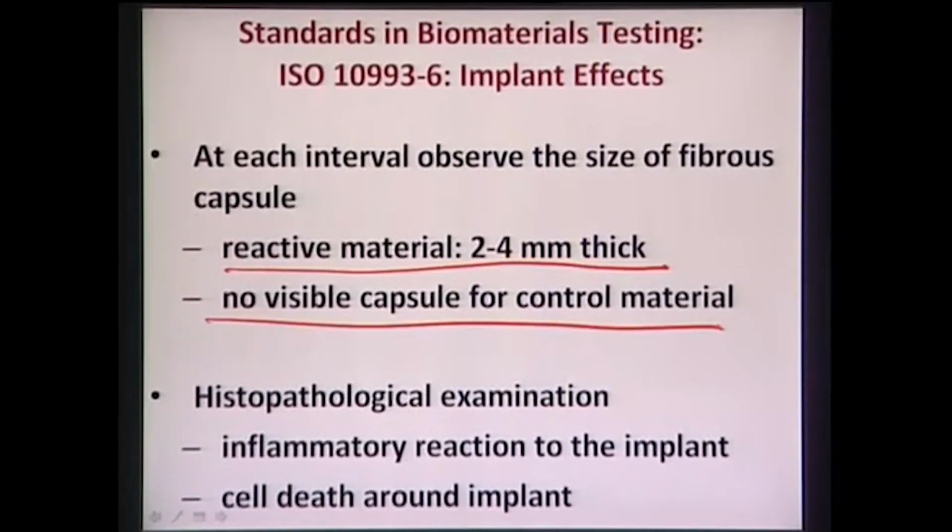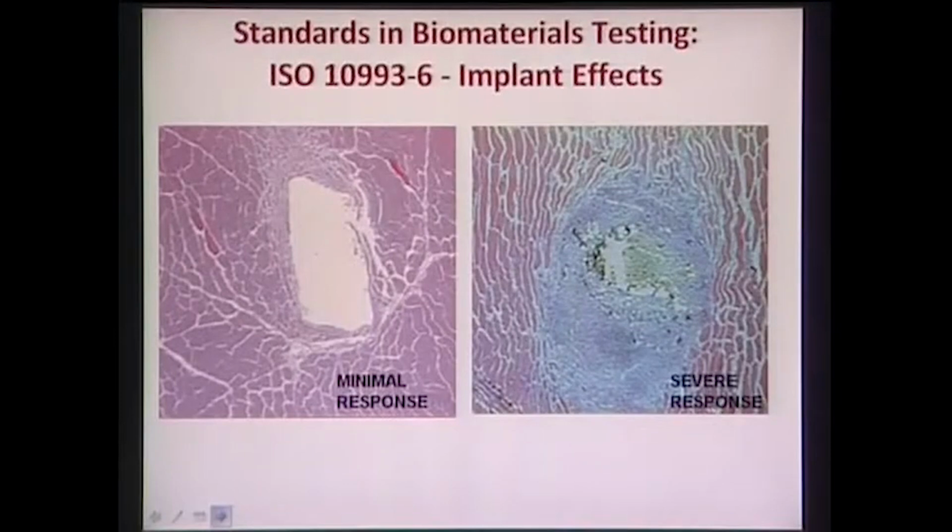And histopathological examination will actually tell you what the inflammatory reaction to the implant is and whether there is cell death around the implant. Now, if there is cell death around the implant, then the material cannot be used in real-life applications. Now, this tells you how you can qualitatively assess how good or how bad two different materials are as far as in vivo biocompatibility is concerned.